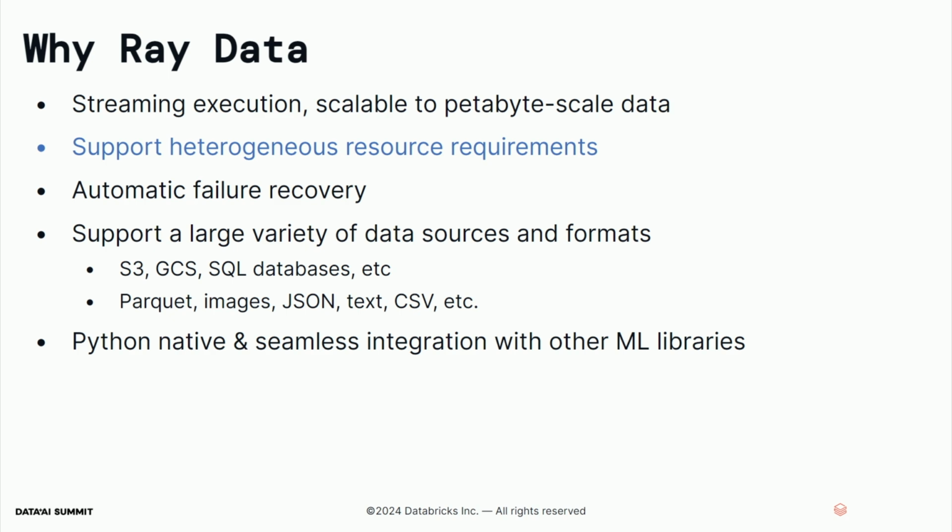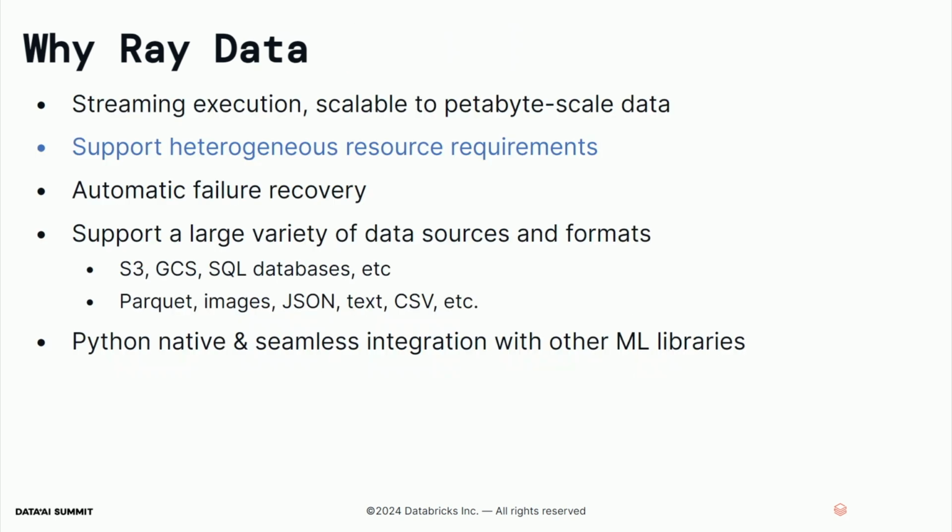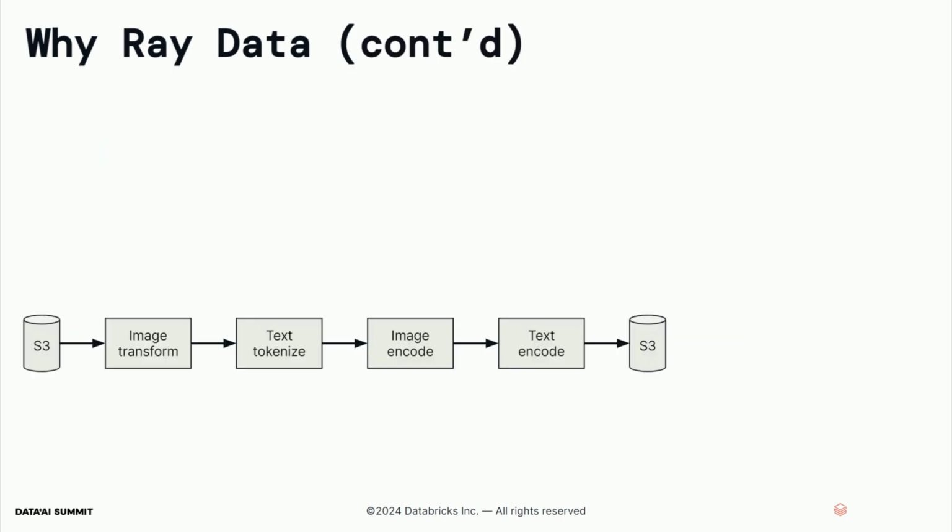And third, Ray Data is fault tolerant. Also, Ray Data supports a large variety of data sources and formats that are commonly used in machine learning jobs. And last but not least, Ray Data is Python native, and you can seamlessly integrate Ray Data with other machine learning libraries. Among all these features, the heterogeneous resource scheduling is the most unique feature that makes Ray Data really stand out among other solutions. Now let me use a diagram to explain why this matters.